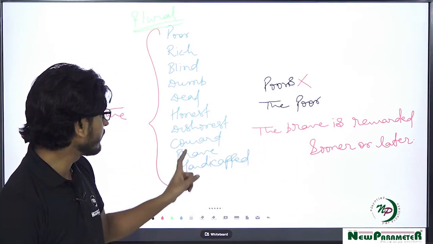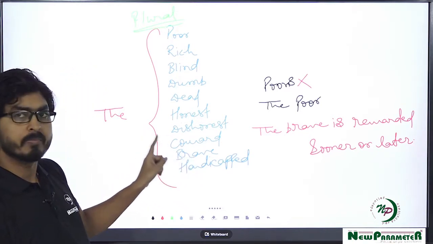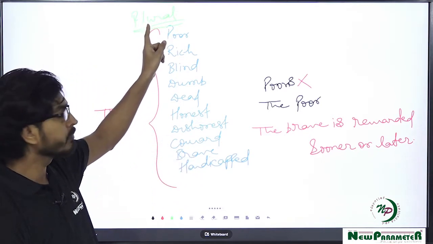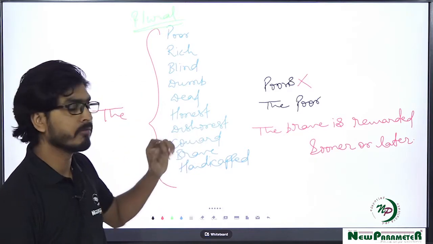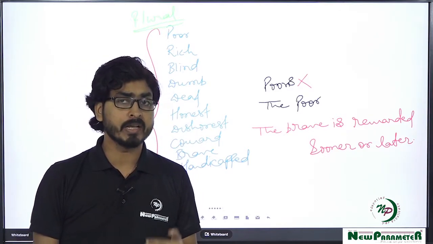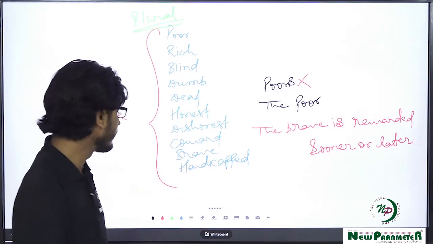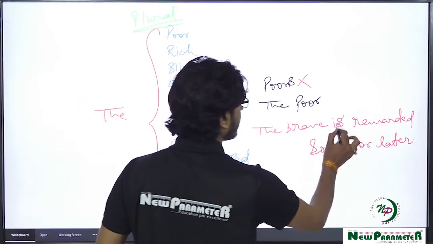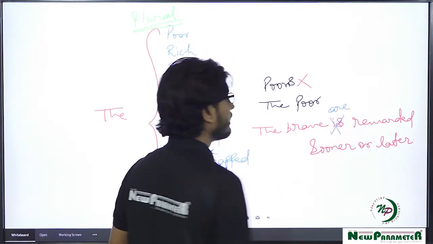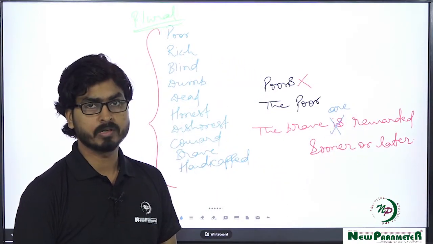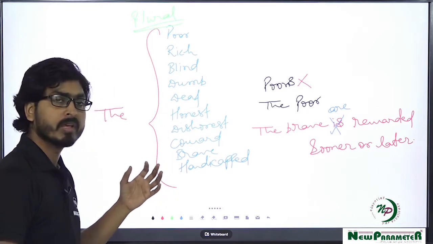I know whenever we use article the just before brave, it becomes plural. If it becomes plural, we must go for a plural verb, and as we know, is is not a plural verb, so the sentence is wrong. We must go for are. The brave are rewarded sooner or later. So these are the examples of article the.